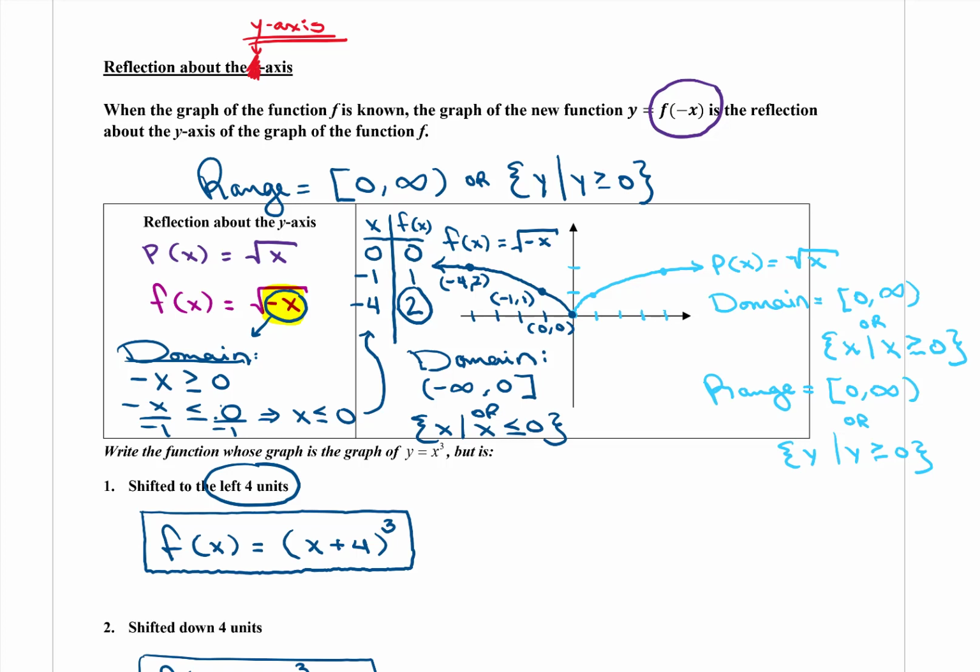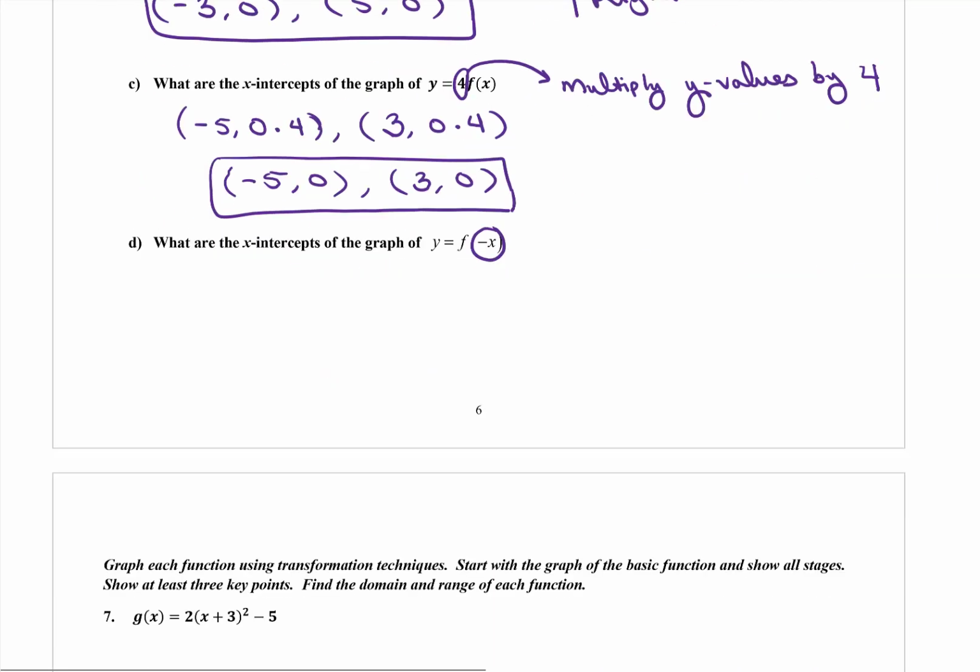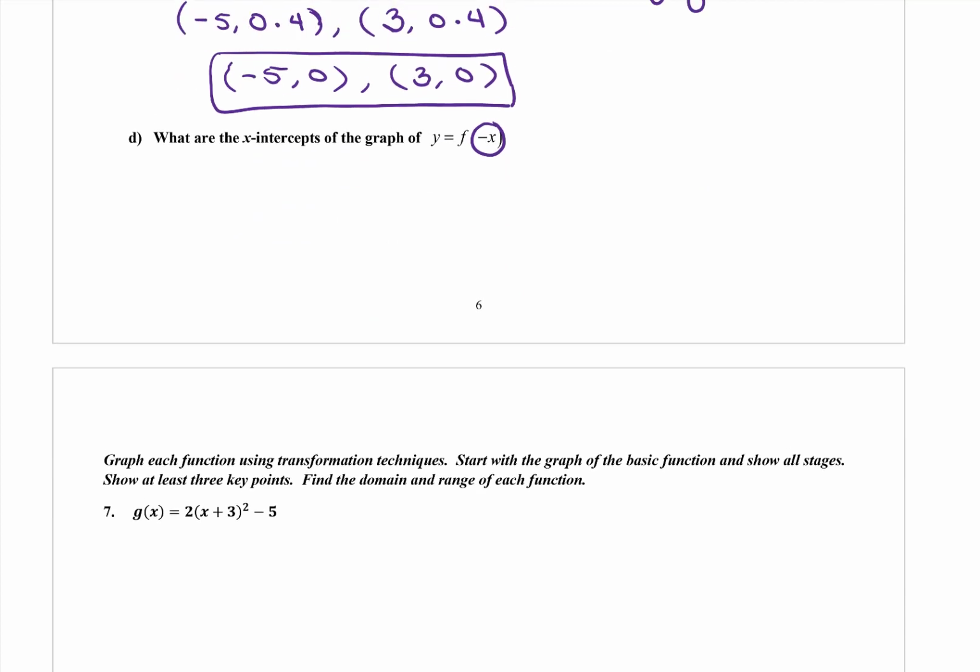Oh, here it is. F of negative x. It's the reflection about the y-axis. So look at what happens to the x values when you reflect across the y-axis. They change to the opposite sign. So it's like we multiplied the x values by a negative 1. So that's exactly what we're going to do here.